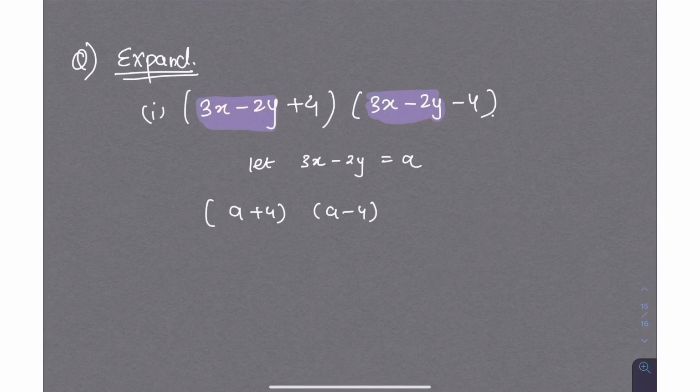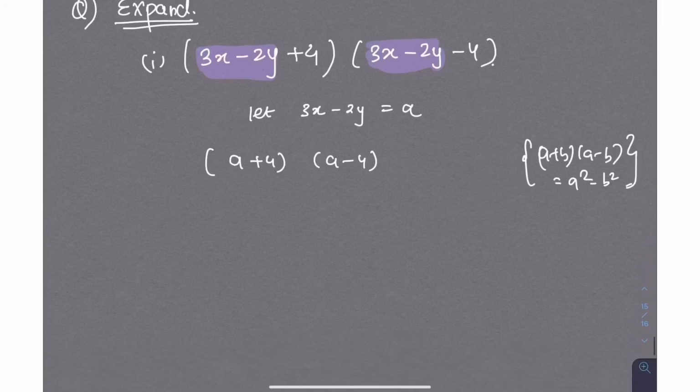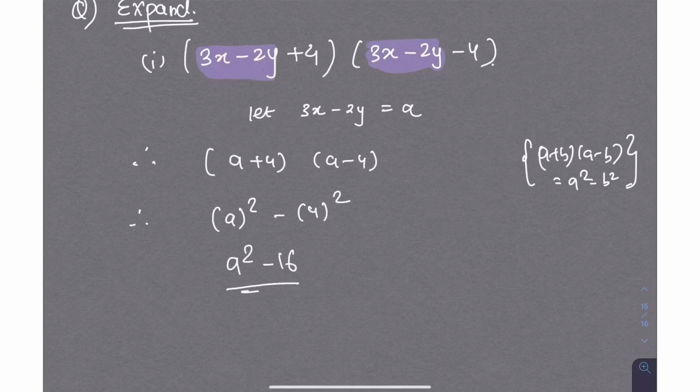So it should click that a plus 4, a minus 4 looks familiar. We have done some type of question related to this. Yes, a minus 4 into a plus 4 is nothing but the format a plus b into a minus b, which is a square minus b square. So we are going to use the formula a plus b into a minus b, which is a square minus b square. So the answer will be a square minus 16. Okay? But the question didn't have a, boss. The question was 3x minus 2y. So the solution doesn't end here.